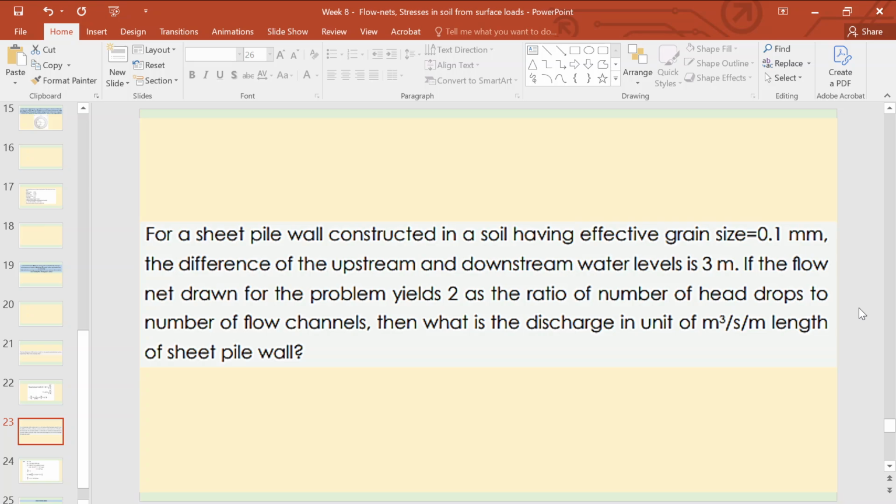I repeat, for a sheet pile wall constructed in a soil having effective grain size 0.1 millimeter, the difference of the upstream and downstream water levels is 3 meter. If the flow net drawn for the problem yields 2 as the ratio of the number of head drops to the number of flow channels, what is the discharge in unit of meter cube per second per meter length of the sheet pile wall?